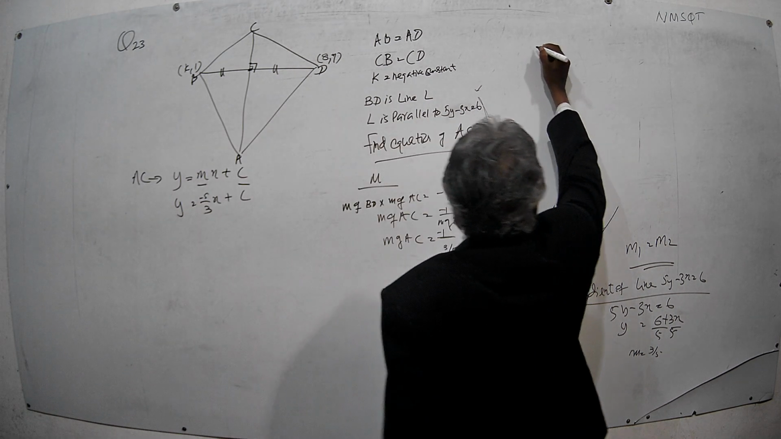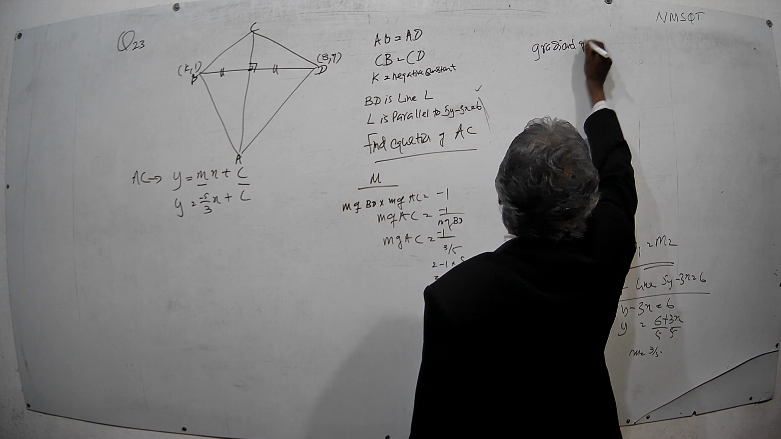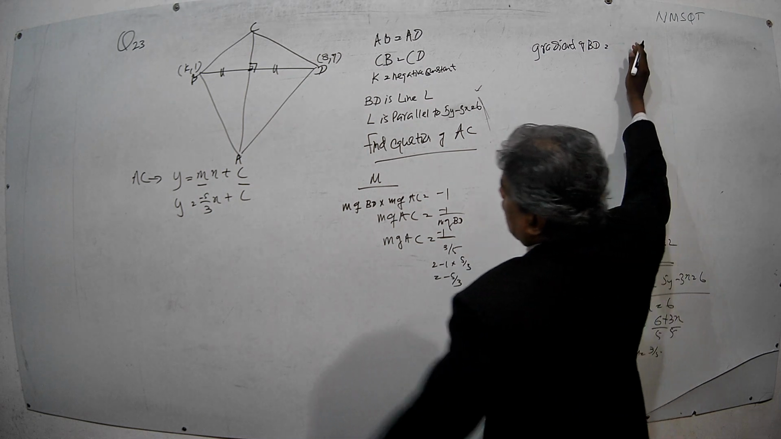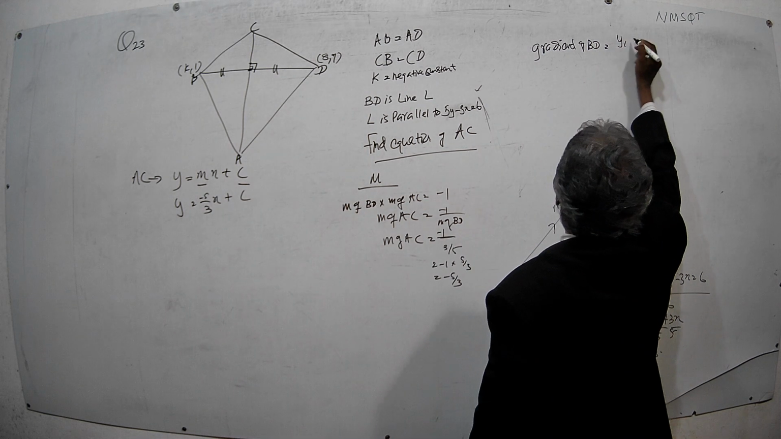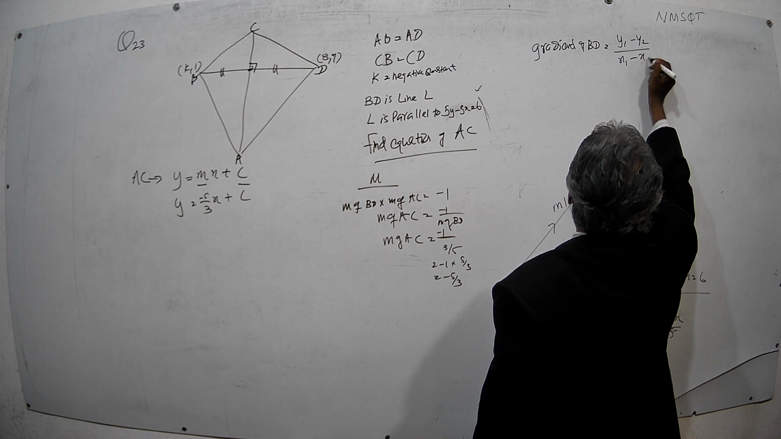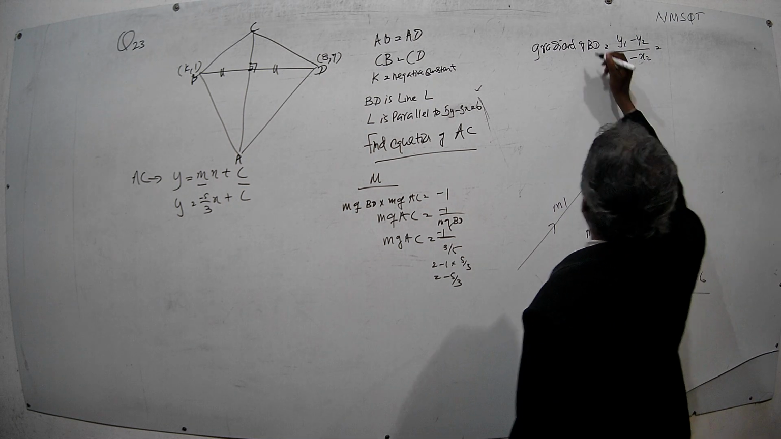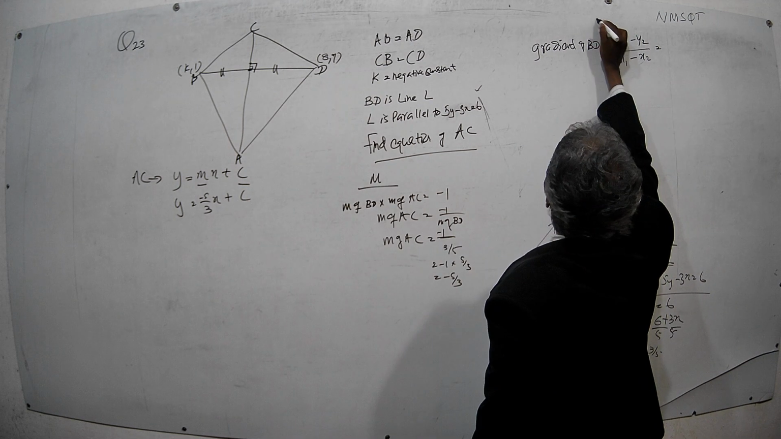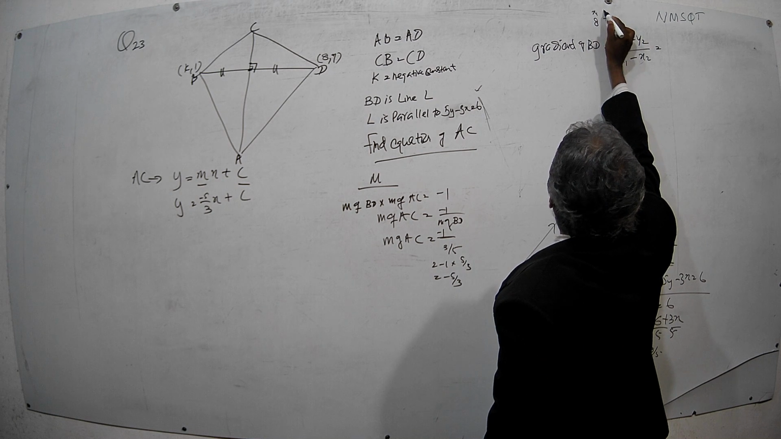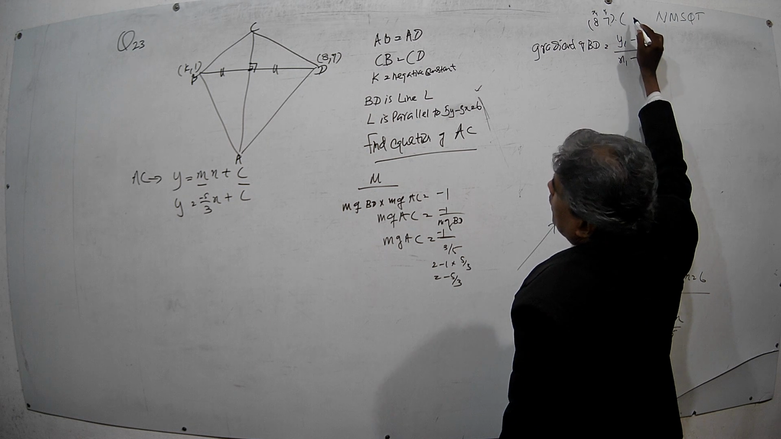Gradient of BD equals the gradient formula, y1 minus y2 over x1 minus x2. Now substitute. We'll take one coordinate as 8, 7, which is x1, y1. The other coordinate we will take as k, 1.